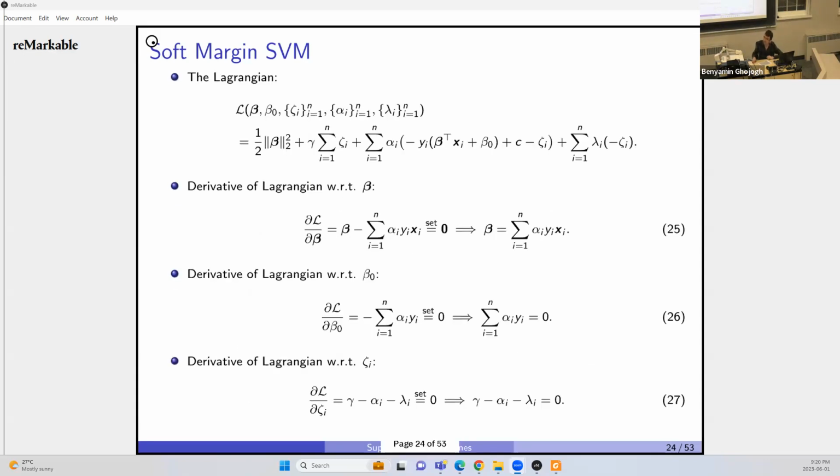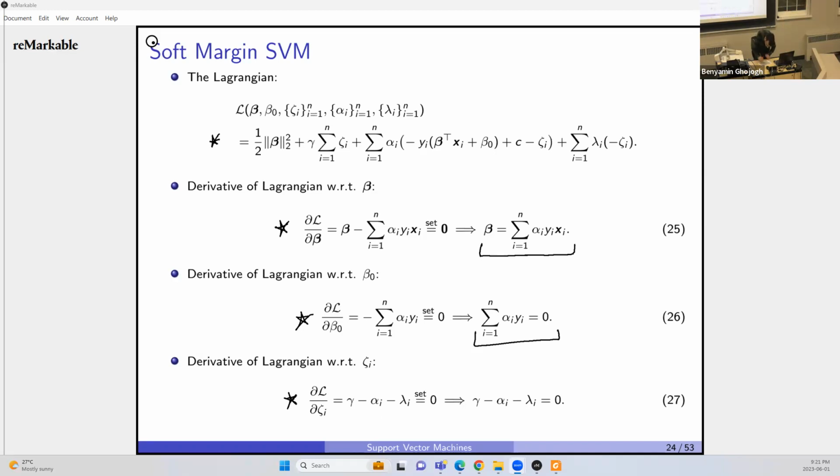Okay, derivative of the Lagrangian with respect to the primal variables. Again, we need to take the derivative with respect to beta, beta zero, zeta i. So for beta it is the same as before, because the other terms which we added, involving zeta i, are constant with respect to beta. Also beta zero is the same as before. Now let's take the derivative with respect to zeta i.